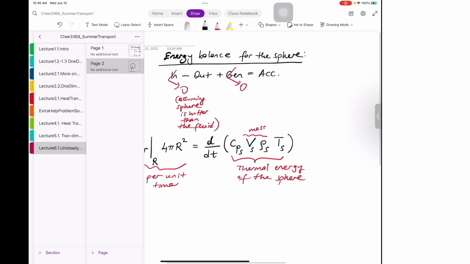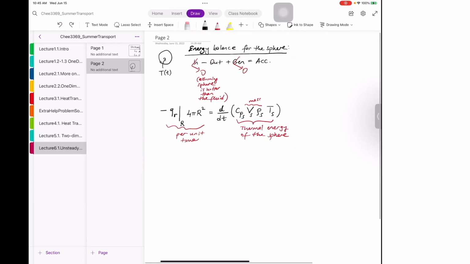Okay. Here you can say actually rate of in, rate of out, rate of generation, rate of accumulation, and so on. Okay. But I just want to make it simpler. So the entire thing is the rate of change of thermal energy, which is the same as accumulation.